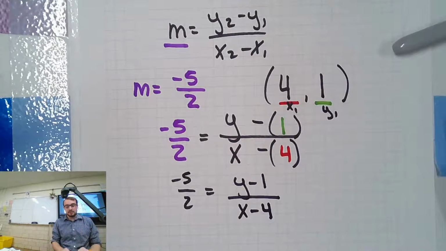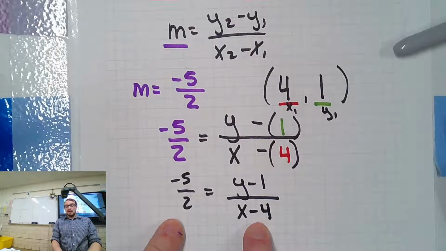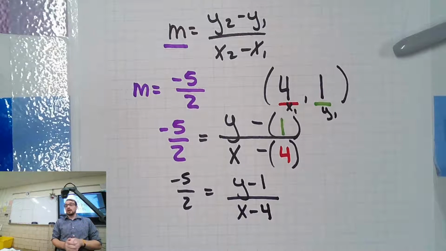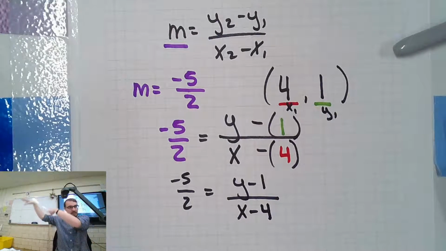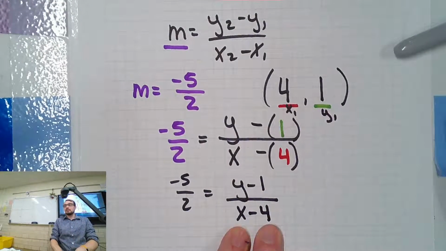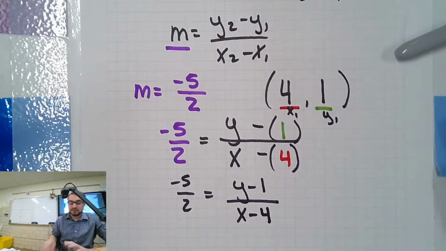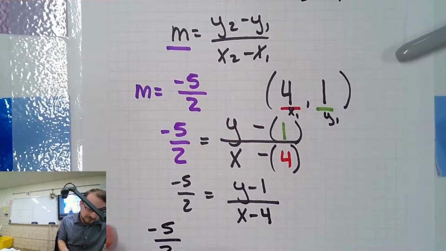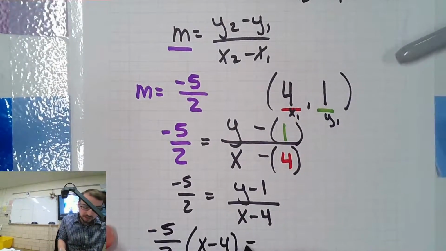It's funny. All right, so now we're here. Now I want to get y on its own, right? Because the equation that we're looking for is y equals mx plus b, so y is on its own. So how do I get y on its own? Well, what do I do to the bottom? I get rid of the entire bottom. How do I get rid of that? Multiply by x minus 4 on both sides. I get this.